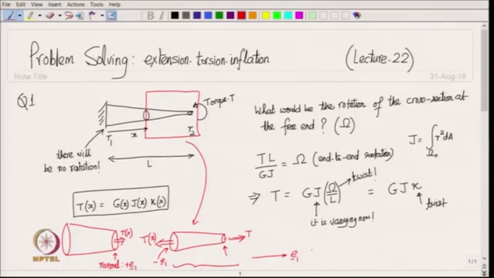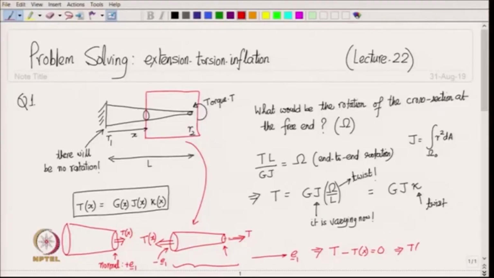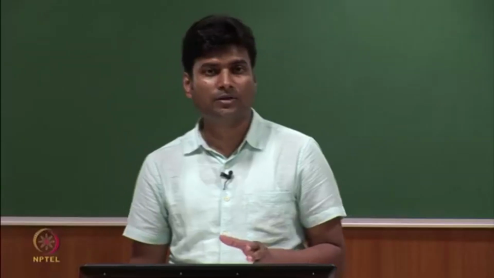So, the total moment being 0 means T, the applied torque, minus T of x has to be equal to 0. See, the applied torque is in the positive direction, but the T of x here is in the negative direction. So, we have T minus T of x equal to 0. That means T of x is equal to T. So, in this particular case the torque does not vary as you change the cross section. So, torque is a constant here.